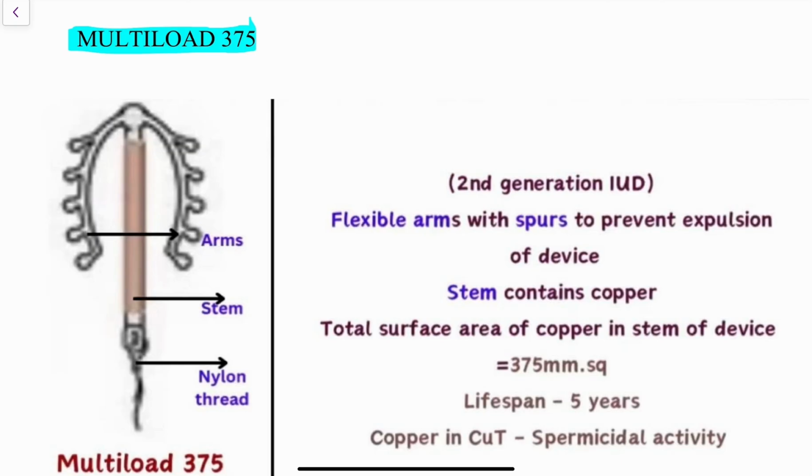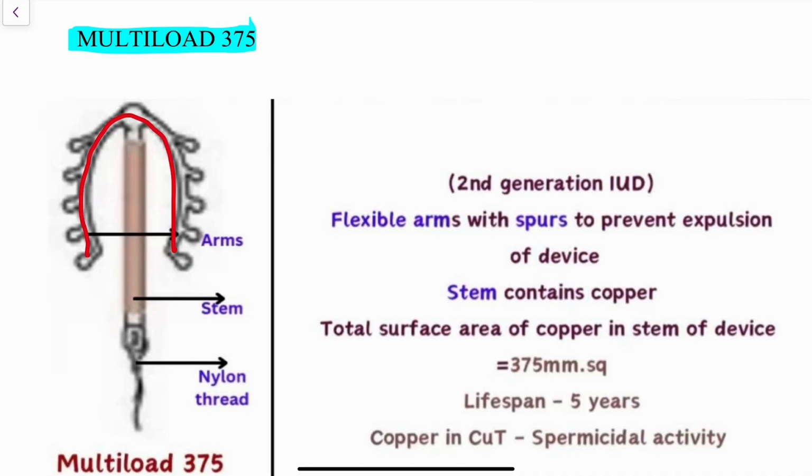Now, moving to multi-load 375. Multi-load 375 also comes under the second generation copper containing intrauterine device. Unlike the copper T380A, the multi-load 375 is not a T-shaped device. As you can see here, this device has two arms, and both the arms are very flexible. Flexible arms are present in multi-load 375, but T-shaped, that is horizontal arms, are present in copper T, right?